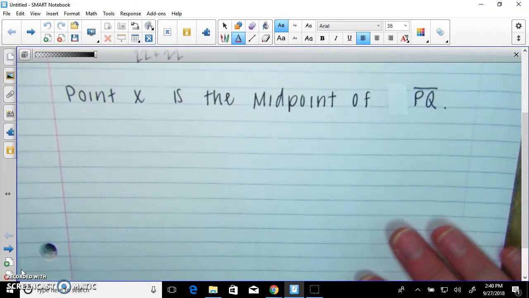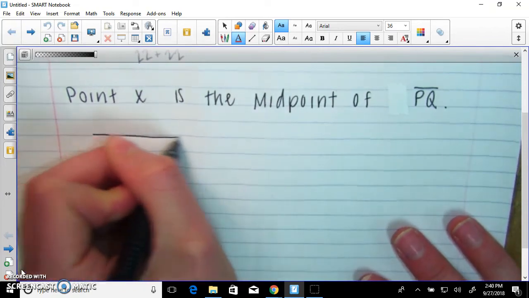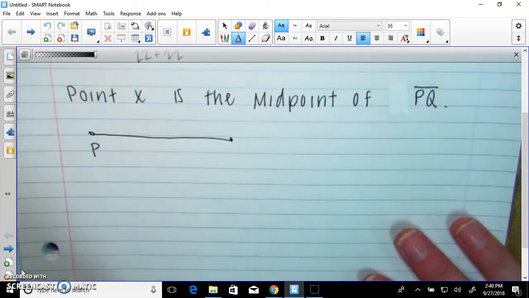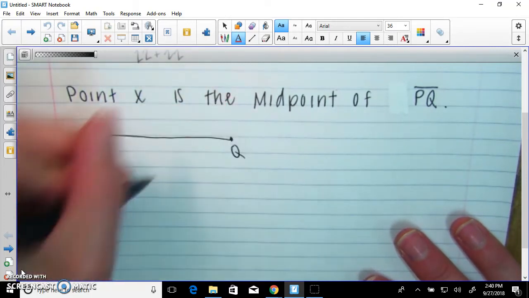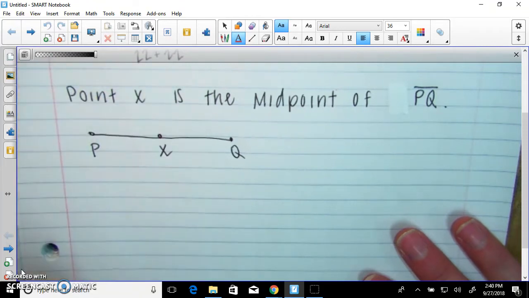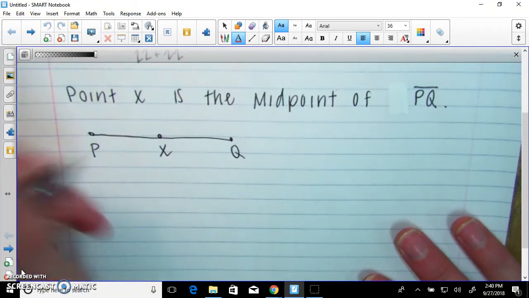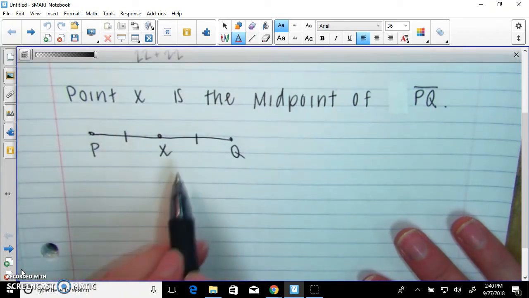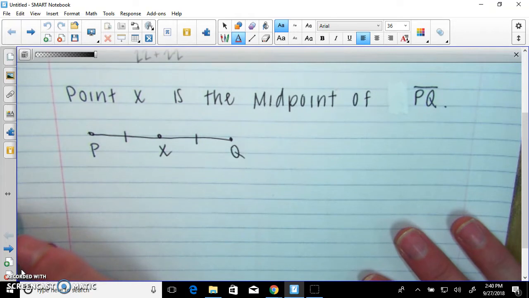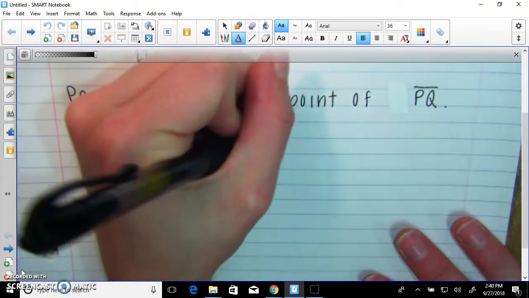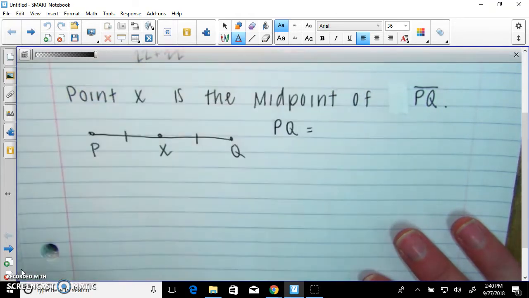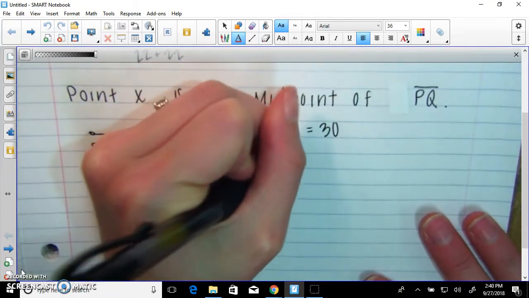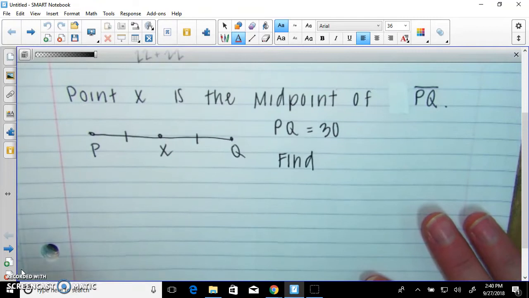Let's look at another problem that has a midpoint. So in this case, point X is the midpoint of segment PQ. So we'll label P and Q. X is the midpoint, so it's somewhere in the center, and we're going to show it's the midpoint by writing these little tick marks saying that PX is congruent to XQ. Now what if they said this? Let's say they told us that PQ was equal to 30, and they want us to find PX.